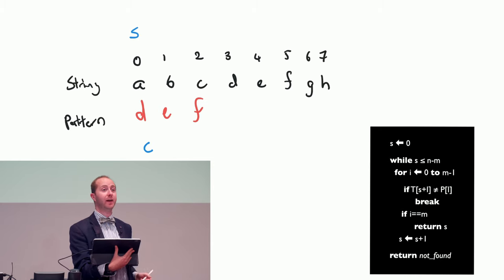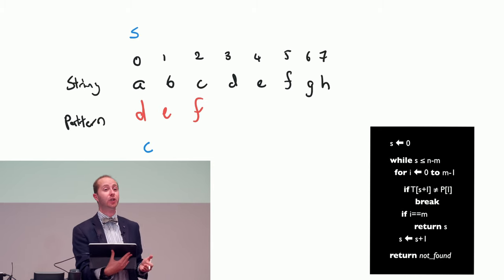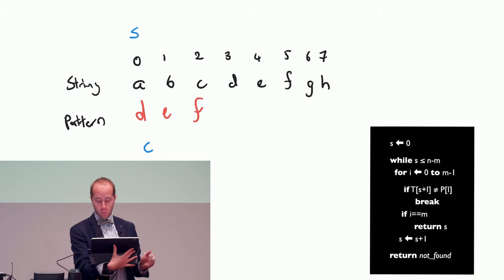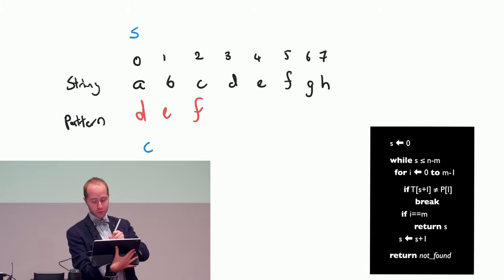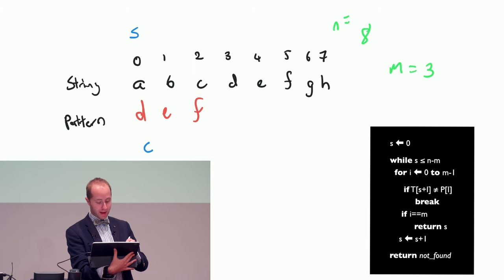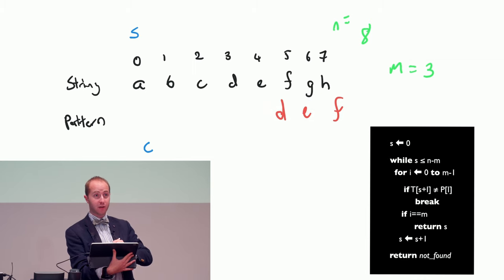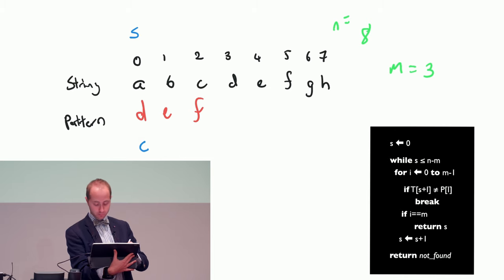Okay, so we start at the very beginning where S is going to be, is there a match starting at this location in the genetic code? While S is less than N minus M, where N is the length of our overall string, so that would be 8, and our pattern is of length 3, so M is 3. So while there is still enough letters left for us to check, keep going along. For I is 0 to M minus 1, because M is 3, that'll take us to this location underneath the F.